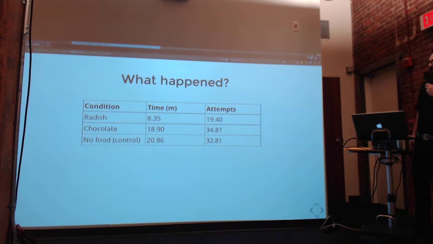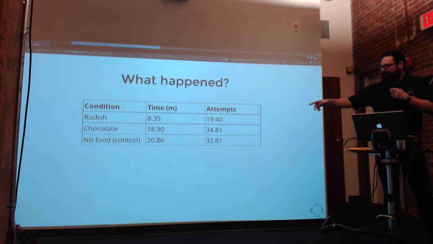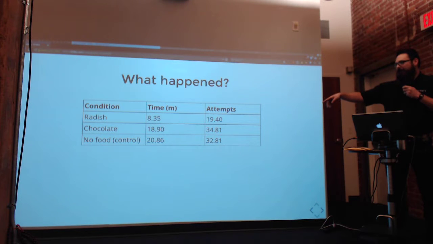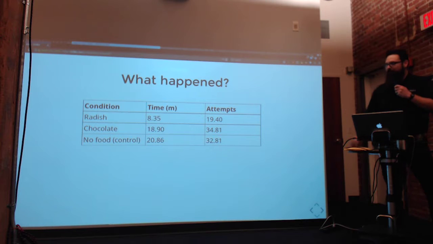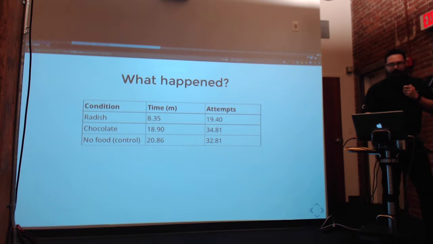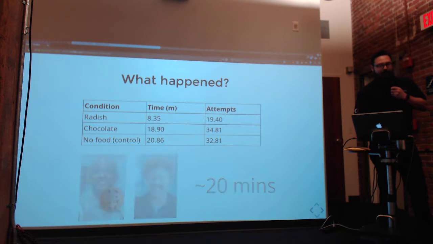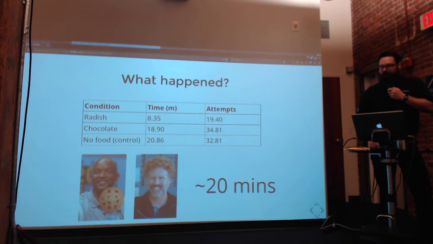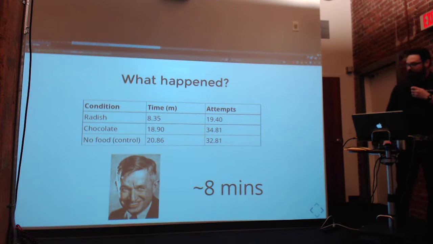So it turns out that they measured it in time and attempts, and the chocolate and the no food control group had a very similar time that they had spent before giving up. The radish group only lasted 8 minutes. So Will Smith and Will, I forgot his last name. Errol. Thank you. 20 minutes, roughly. Rogers, 8 minutes.